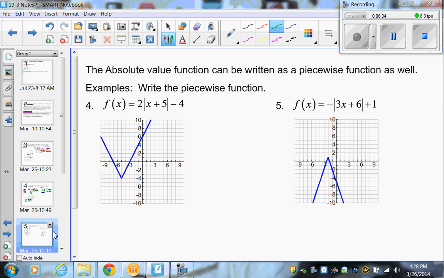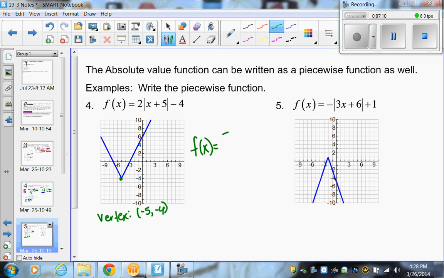Absolute value functions can be written as piecewise functions as well. So let's take a graph that we have been studying, which is the absolute value, and I'm going to write this absolute value function as a piecewise function. So the first thing I'm going to do is find my vertex. In this case, the vertex is at -5, -4.